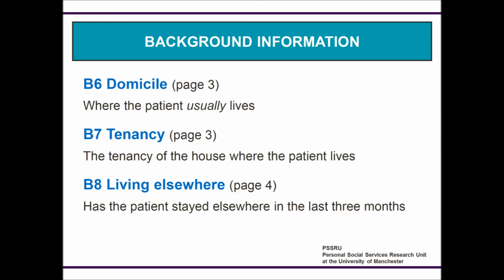B7 relates to the tenancy of the house, so if the patient lives with someone else, it is the main occupant's tenancy which is recorded. For B8, record whether the patient has stayed elsewhere for any short period of time, including overnight. If they are unsure whether a home is residential or nursing, please note as uncertain against the most likely option.